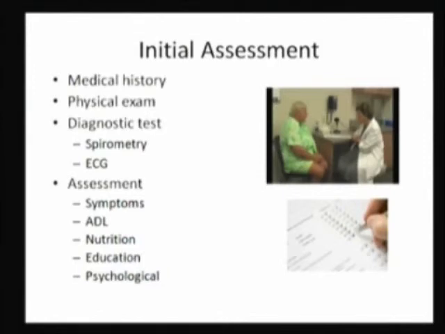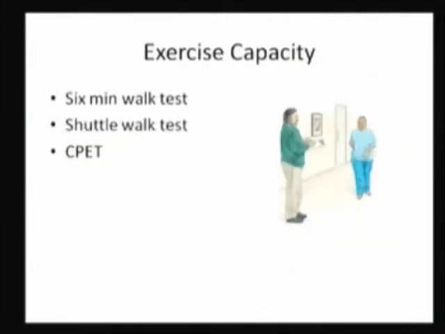The initial assessment is actually very detailed. It includes medical history and physical exam. There should be diagnostic tests. You should review the spirometry to make sure the patient fits the diagnosis. EKG should be done. And then a detailed assessment following specific questionnaires that review the patient's exact symptoms, activities of daily living, nutrition, educational background, what they know already about the disease, and a psychological assessment.